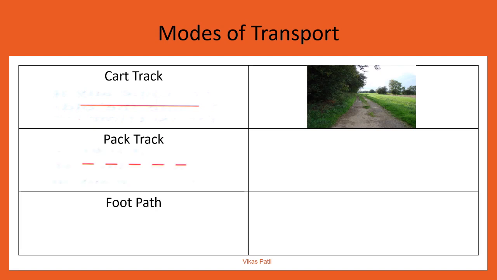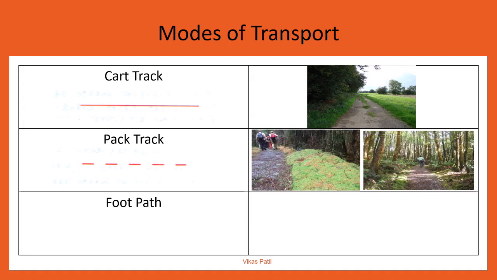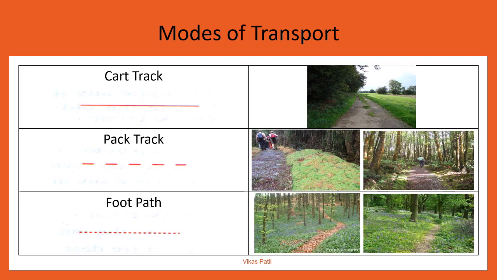Then we have back track shown with dashed red line. You see, back track is narrower than a cart track. Then we have footpath shown with red dotted line. Footpath is not the footpath along the roads. The footpath here means the footpath in the forested area, as you can see.